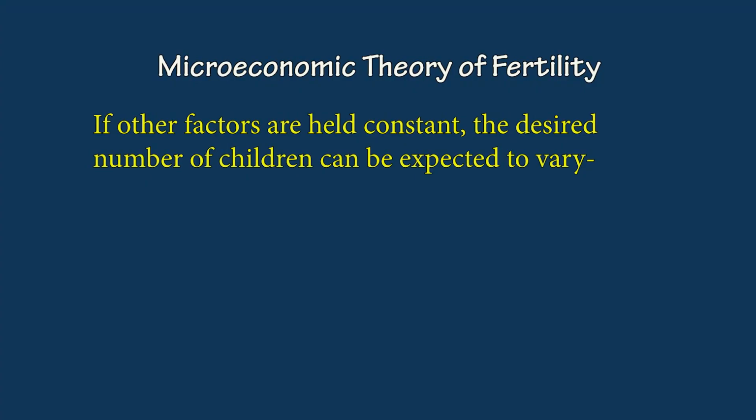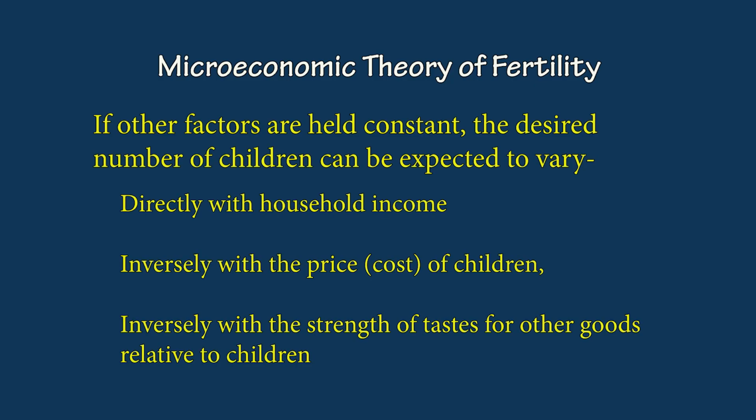If other factors are held constant, the desired number of children can be expected to vary. So the relationship is like this. The desired number of children varies directly with household income, inversely with the price or cost of children, and inversely with the strength of taste for other goods relative to children. So this is the demand function.